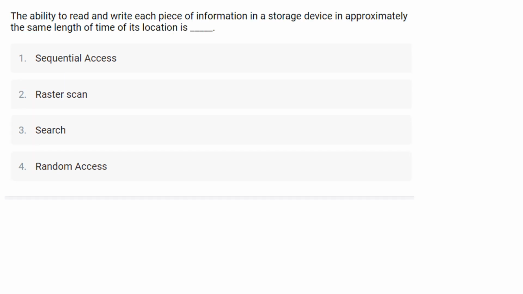The ability to read and write each piece of information in a storage device in approximately the same length of time, irrespective of its location, is. In this question they give you four options. The first option is sequential access, second is raster scan, third is search, and the last is random access.